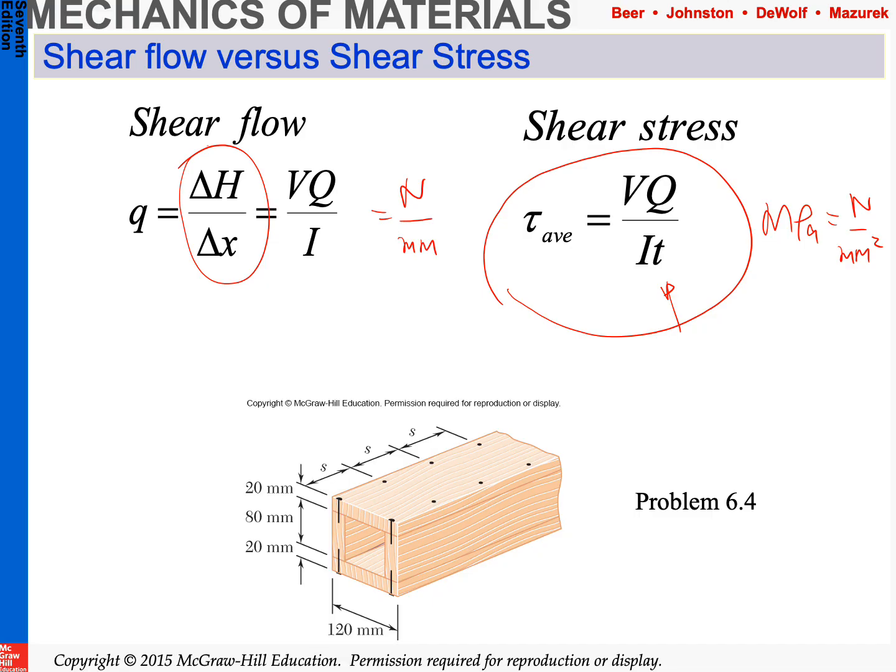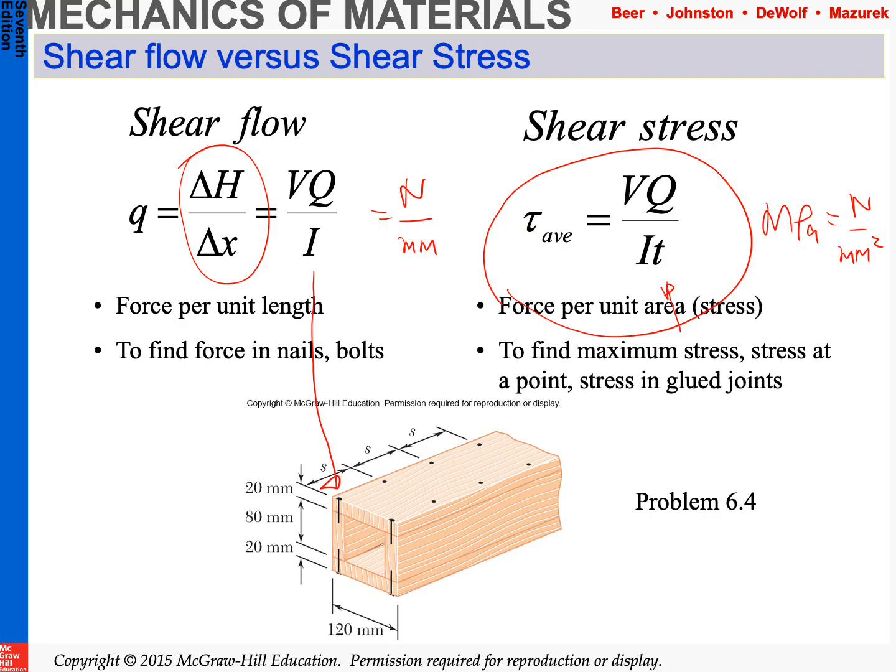So typically we saw this before; problem 6.4 is a prime example of using this formula to find spacing. So shear flow is force per unit length to find the force in the nails and the bolts, whereas the shear stress is force per unit area to find the maximum stress, stress at a particular point, or stress in glued joints.